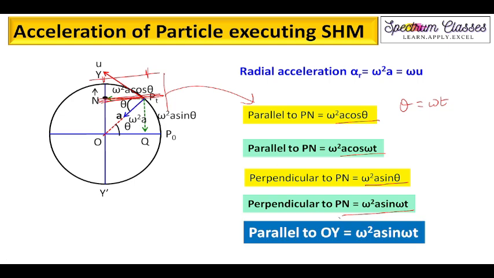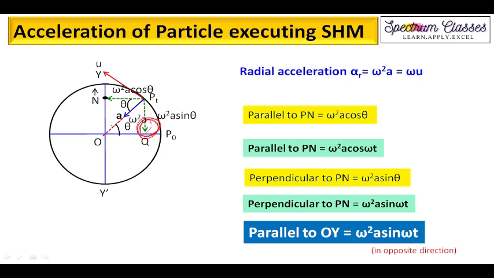So this is perpendicular to Pn, but this is parallel to OY. This is my Pn, P and N. So this is perpendicular to Pn but parallel to OY. Therefore I have written it as parallel to OY is equal to omega square a sine omega t, but in opposite direction. As you can see the arrow here. So this is in opposite direction if my particle is moving in this direction.